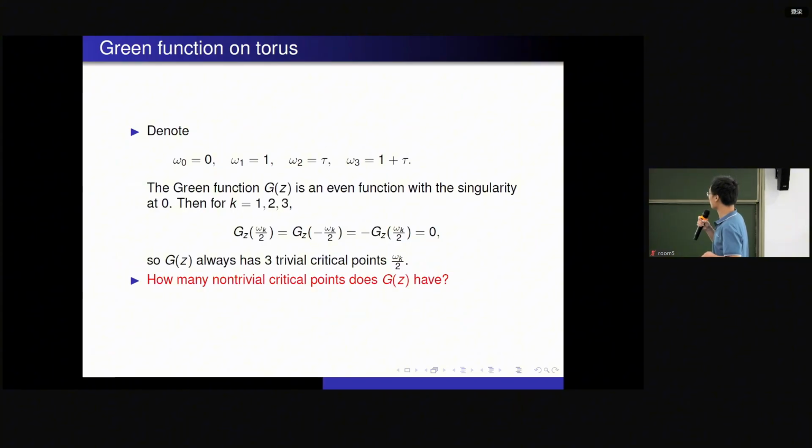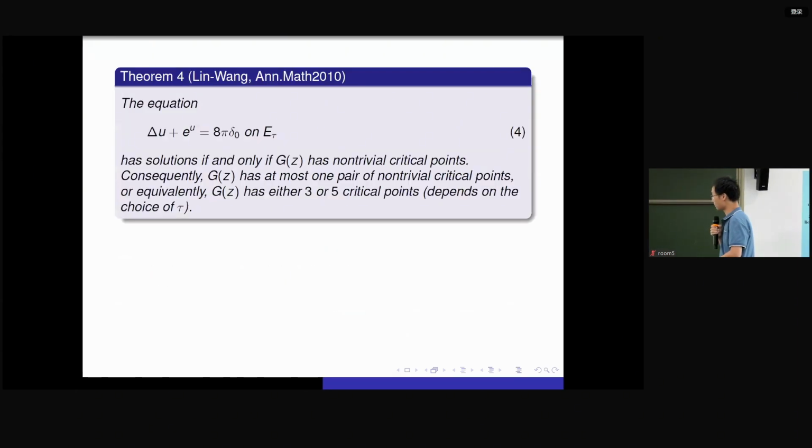Since the Green function is an even function, you know that the three half periods ωk over 2 are always critical points of the Green function. So the Green function always has three trivial critical points. So a basic problem is then how many critical points does the Green function have? Or equivalently, how many non-trivial critical points does this Green function have? This is the basic problem.